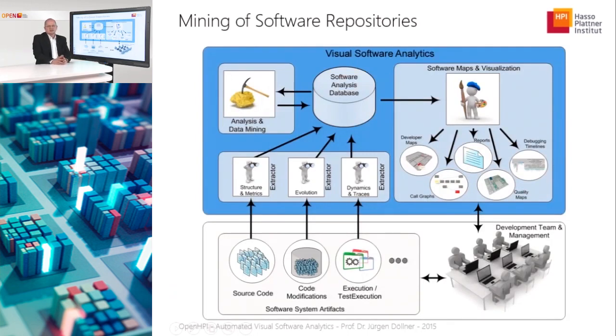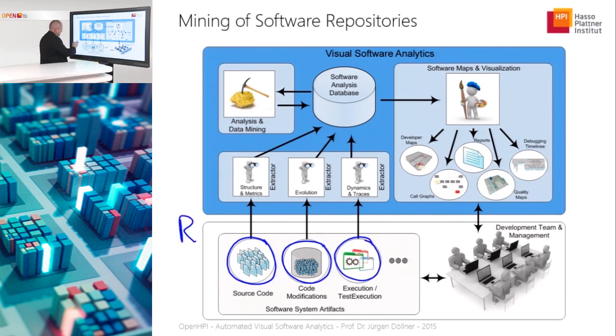To understand the general workflow, let's look at this diagram. It outlines the general data flow in software analytics. In visual software analytics, we do have different software system artifacts. And typically, these artifacts are stored in different kinds of repositories. So here we have the repositories, the world of repositories.